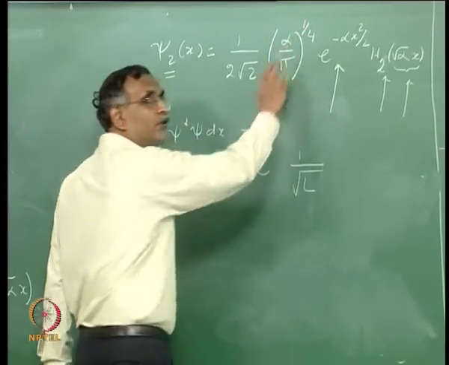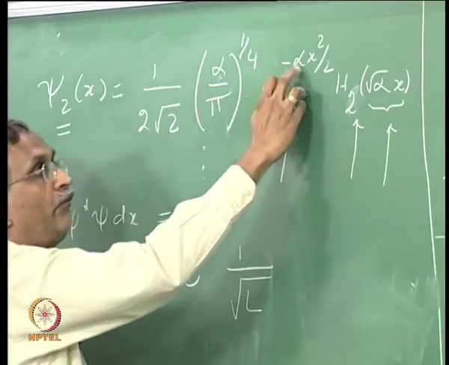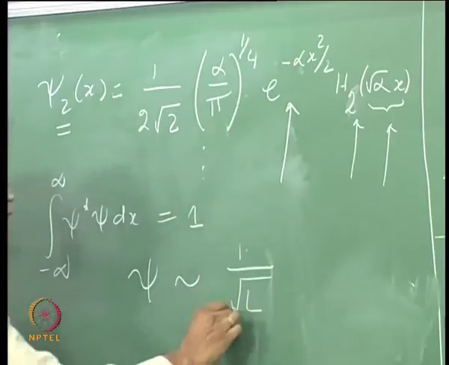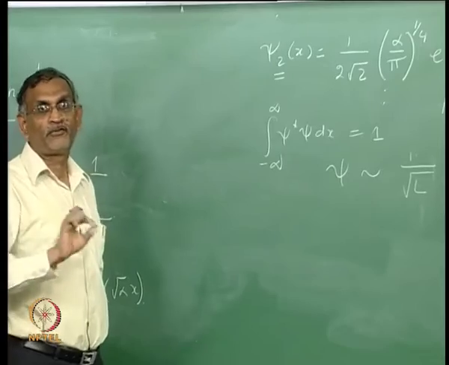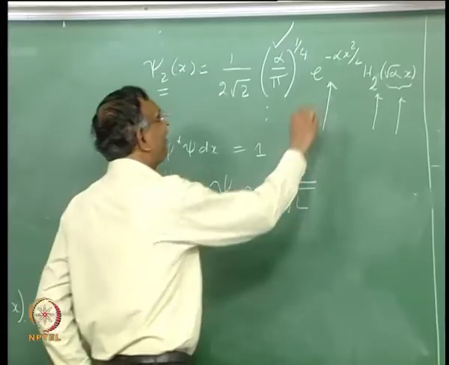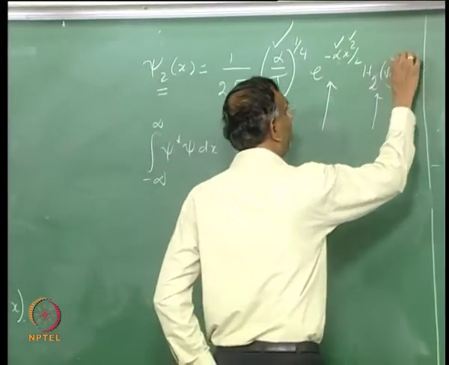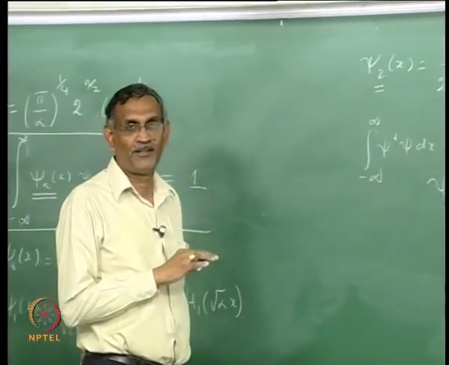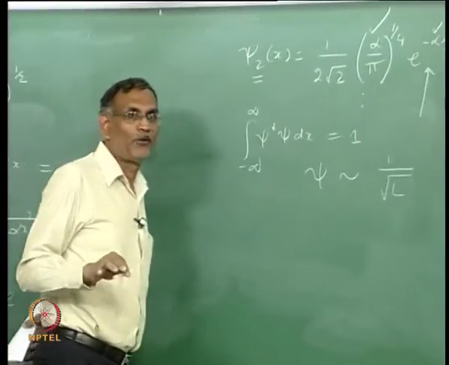Alpha is 1 by L square dimension. Therefore, alpha to the 1 by 4 is 1 by root L. So, these pointers should be kept in mind, that alpha x square comes as a product, or root alpha x comes as a quantity, so that we do not write functions which have difficulty. I mean, you cannot interpret those functions.